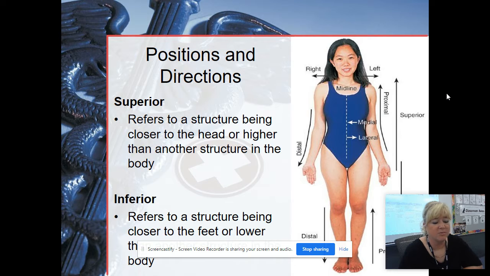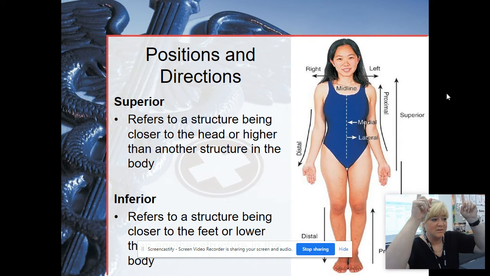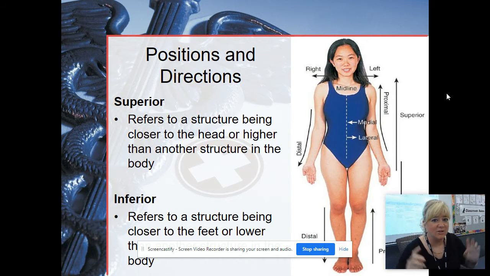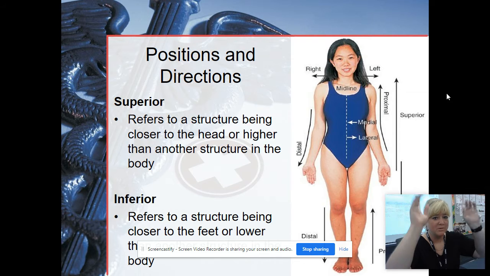So the first set of terms, and these pretty much come in pairs, is the term superior and inferior. Superior is talking about a structure being closer to the head, watch my fingers here now, closer to the head than another body part. Whereas inferior is closer to the feet or the toes, down this way. So when I say superior, up, closer to my head, inferior, down, closer to my toes.